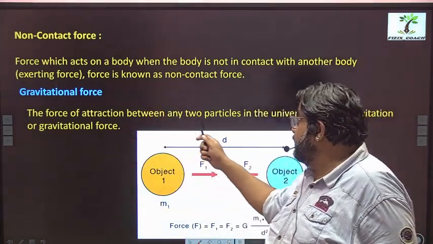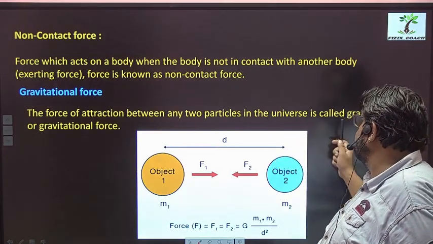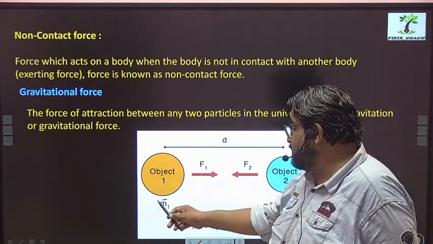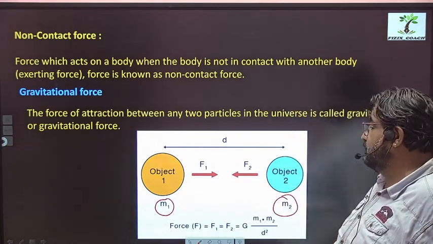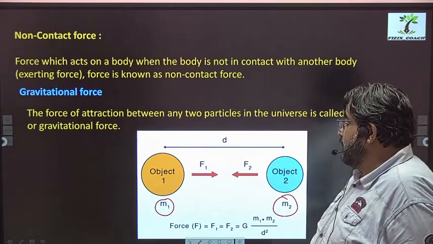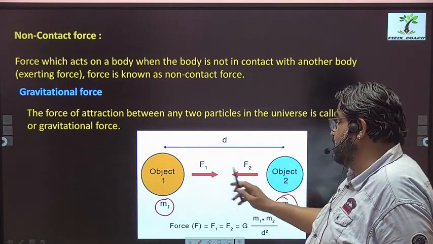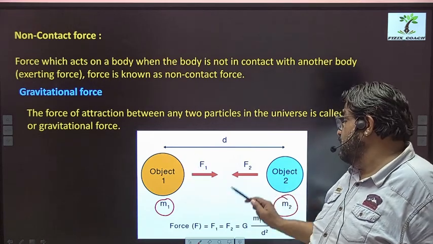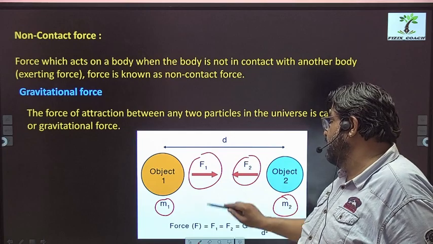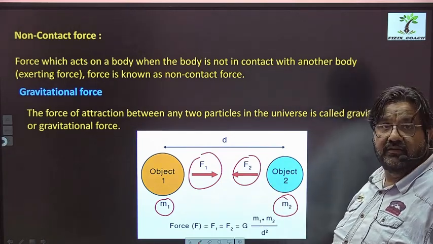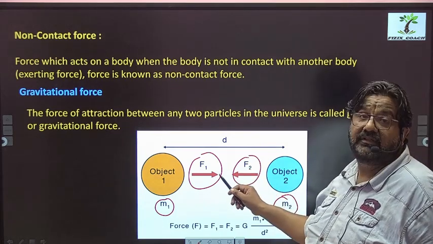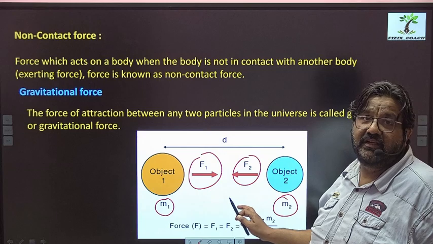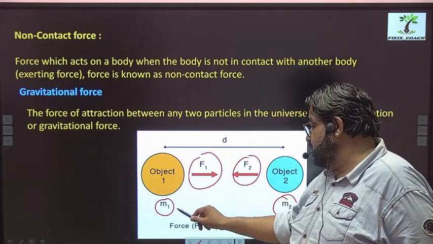The force of attraction between any two point particles in the universe is called gravitational force, right? Example, you can see there are two masses here, m1 and m2, right? And m1 is attracting m2, means object 1 is attracting object 2, and object 2 is also attracting object 1. So again, there are two forces acting on them, F1 and F2, right? And this force is called gravitational force. The objects are not in contact, still they are attracting each other due to the masses.